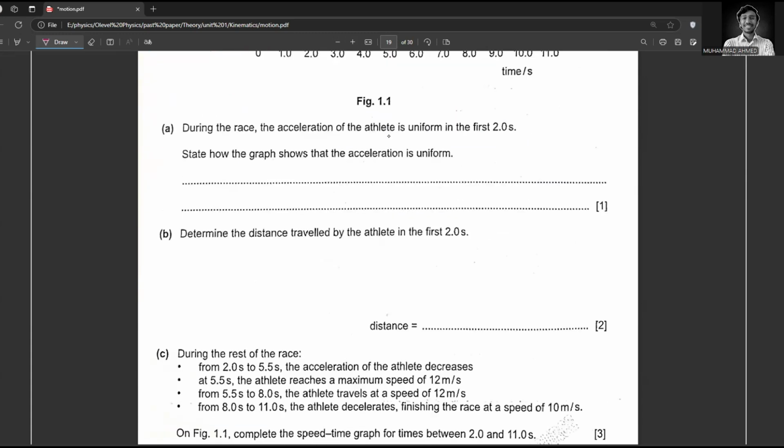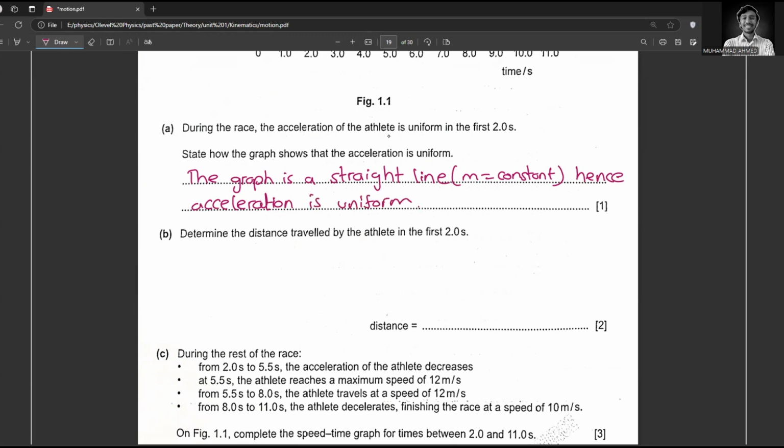So, how will you write it? The graph is a straight line, gradient or m is equal to constant. You can write gradient as well, that will give a better impression. Hence, acceleration is uniform. Simple.